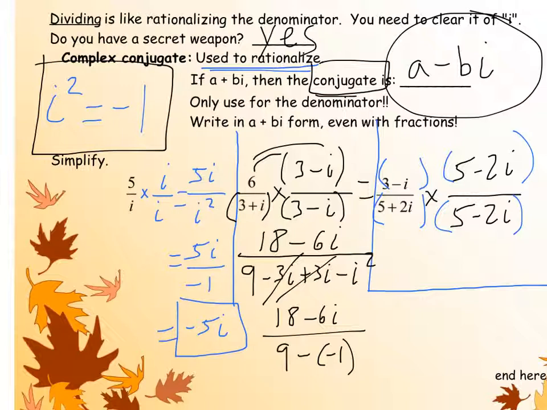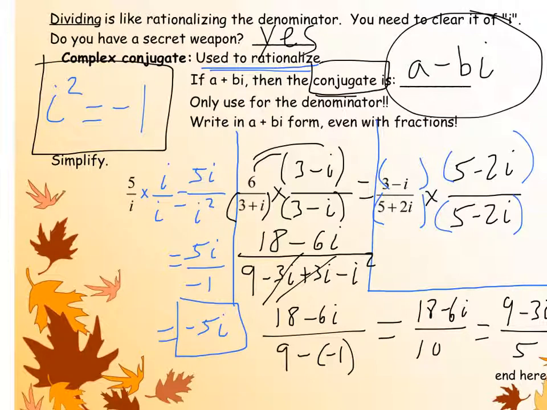All right. Back here. 18 minus 6i over 10. Not quite done because all of those components are divisible by 2. So 18 divided by 2 is 9. Just barely squeezing this in, minus 3i over 5. And that is sufficient to be done.